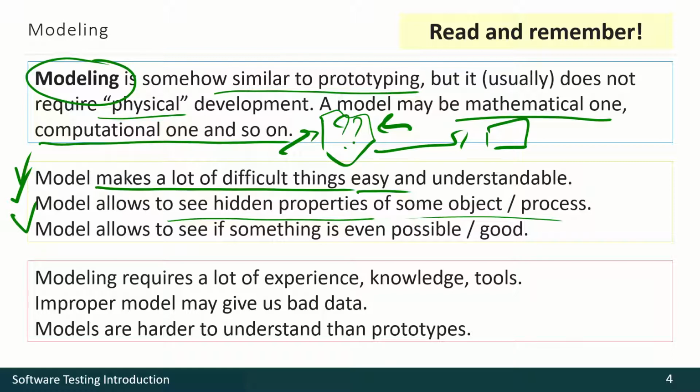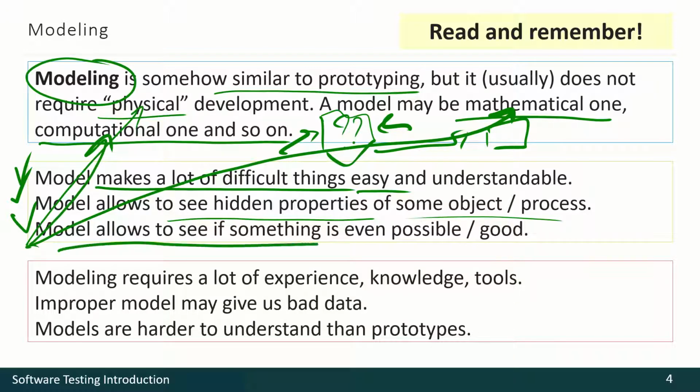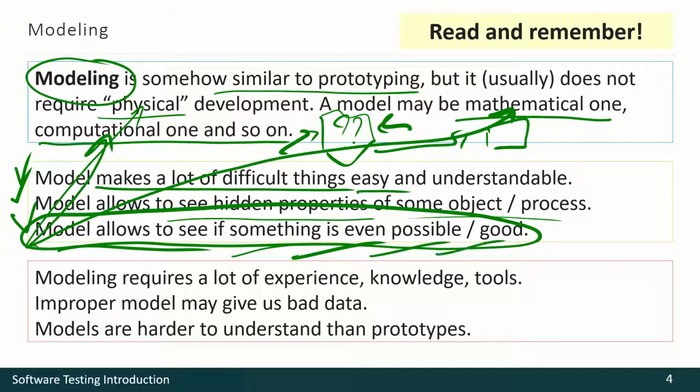And with modeling, as long as it's not physical, it's a mathematical, computational one, it's easy to analyze, to compare several ideas and to see if some ideas are possible or not, or to compare some ideas to see which idea is better. In modeling, we may simply adjust some input parameters, some input data, and see the outcome. It's easy, it's cheap, it's fast.